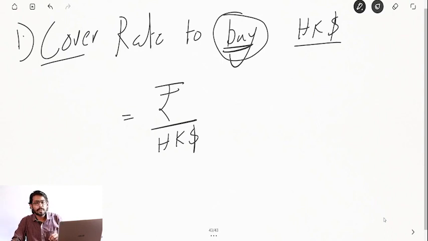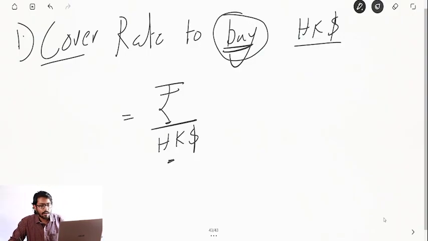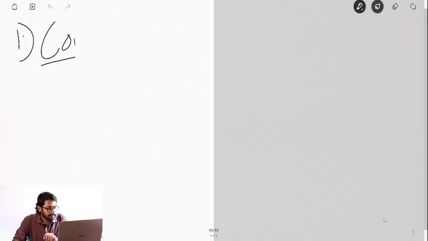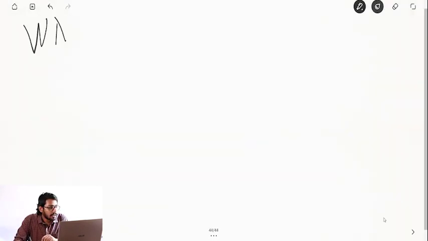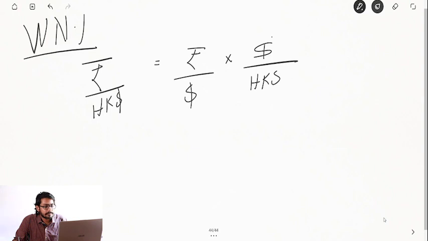How much? Let's go to the working note. By the way, why is it rupee per Hong Kong dollar? The original rate given in the question is rupees 5.7. The selling rate is 5.7 rupee per Hong Kong dollar. So here also we will take rupee per Hong Kong dollar. Come to working note 1. Rupee by Hong Kong dollar is equal to rupee by dollar into dollar by Hong Kong dollar. Correct? Dollar and dollar get cancelled, you get rupee by Hong Kong dollar. Now, rupee by dollar. Let's go to the question.